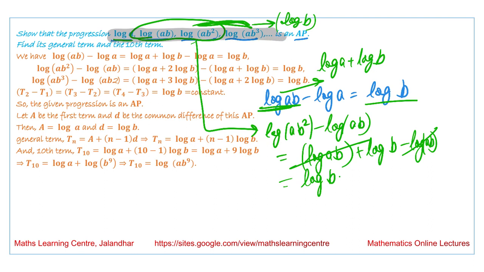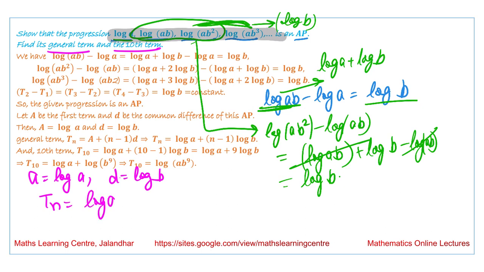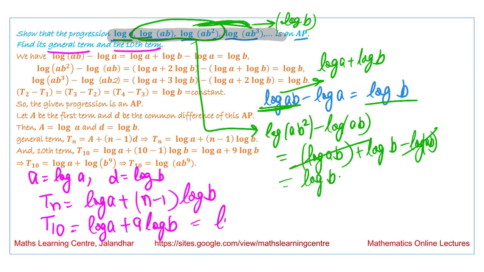The first term corresponding to this AP is log A. The common difference D is log of B. We have to find the general term and the 10th term. So Tn is equal to A plus (n minus 1) D. We can write the general term in this way, and the 10th term will be log A plus 9 times log B, which is equal to log of A B raised to the power 9. So this is the 10th term, and this is the general term that we have.